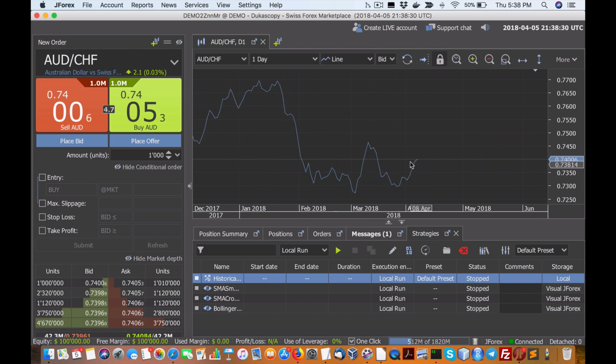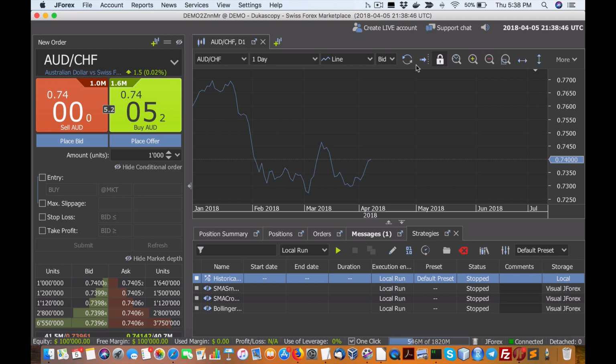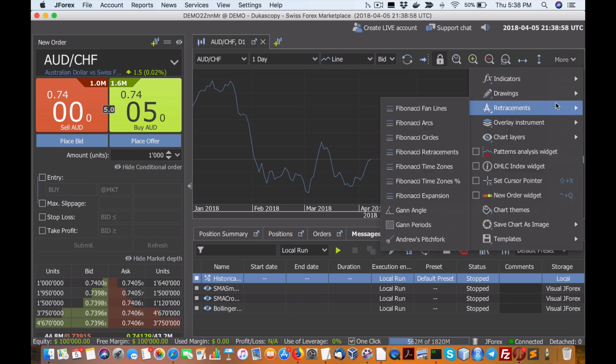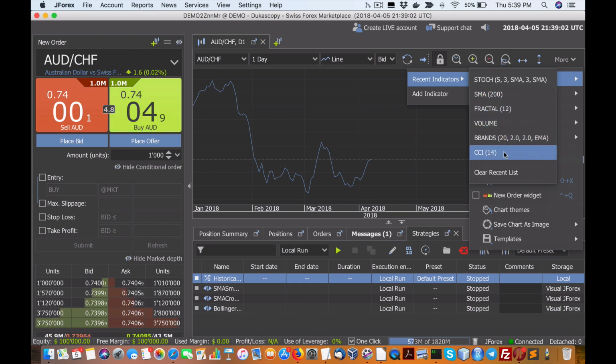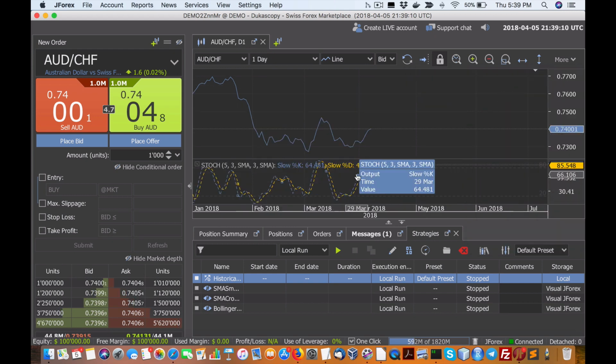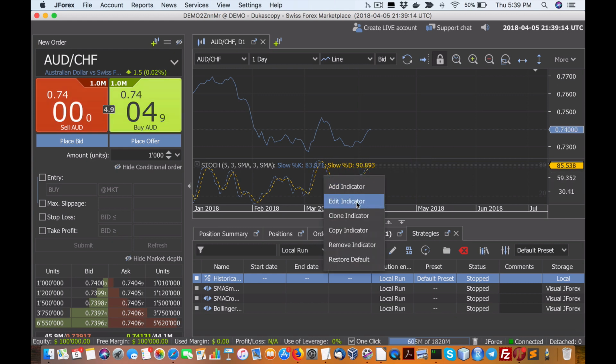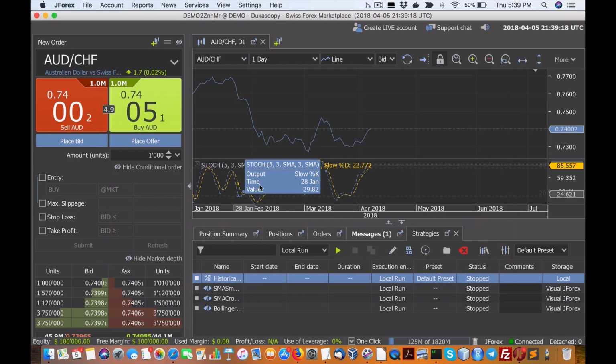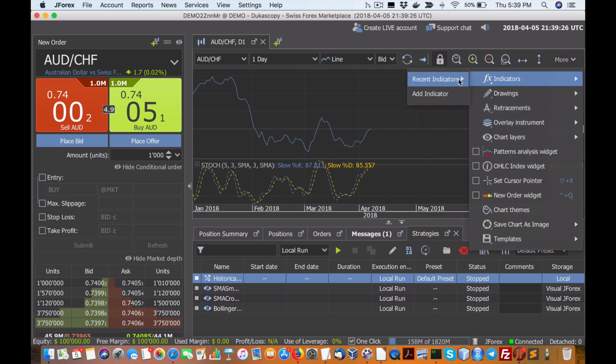Loading orders. Let's see the stochastics on this guy. Where's the function for... we want indicators. There we go. Let's check out the stochastics. It doesn't say a whole lot unless I change momentum. Why is that? Guess I chose the wrong one. Indicators, add indicator.